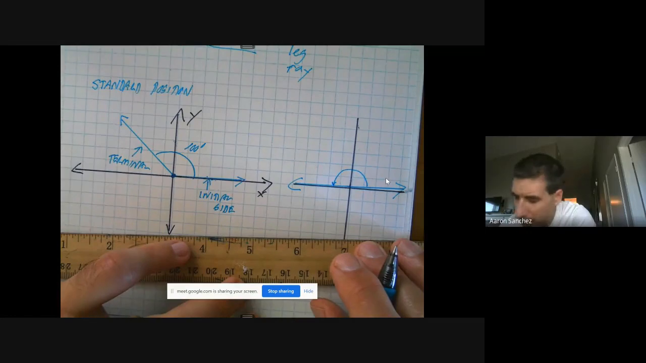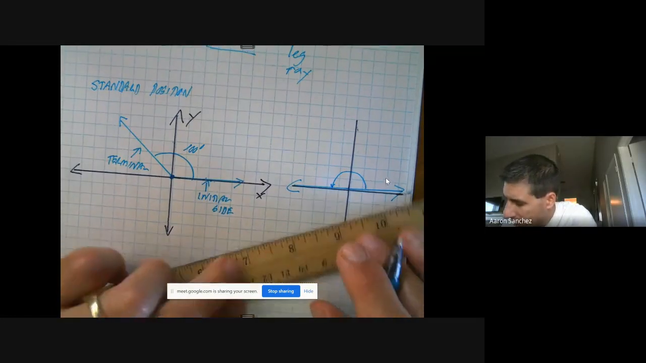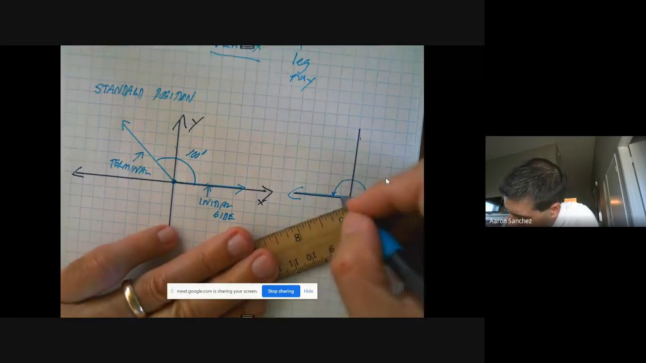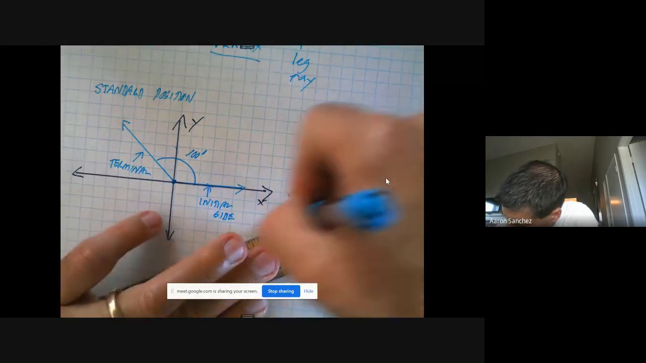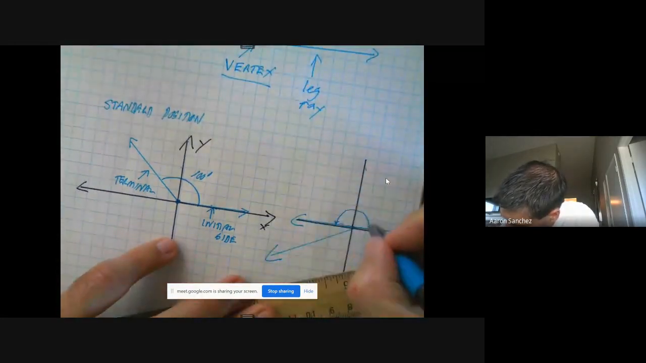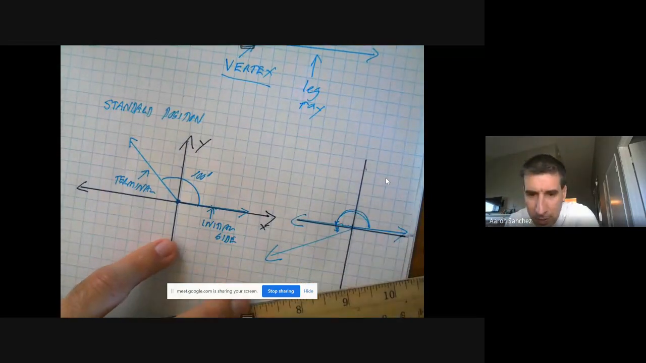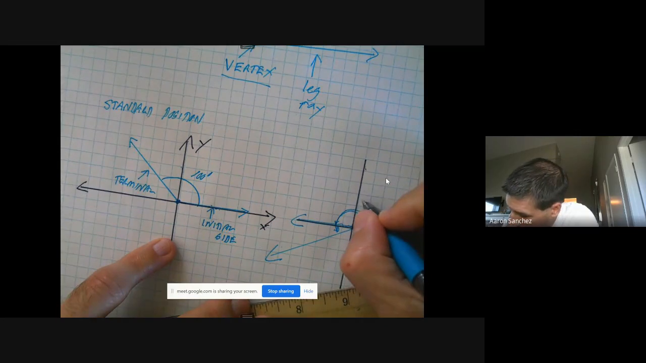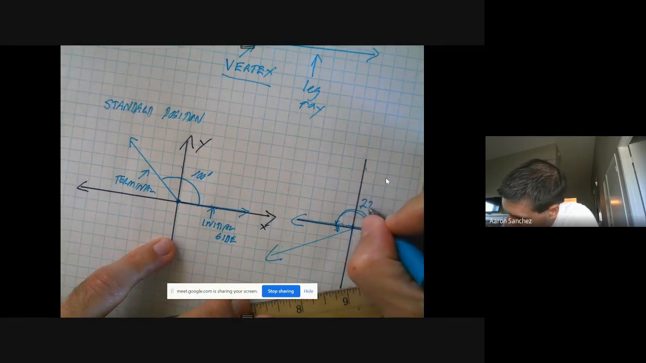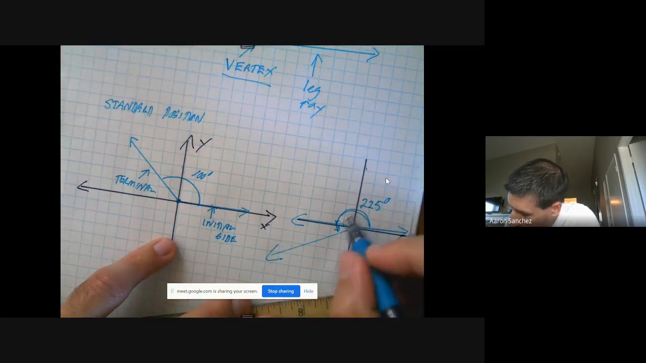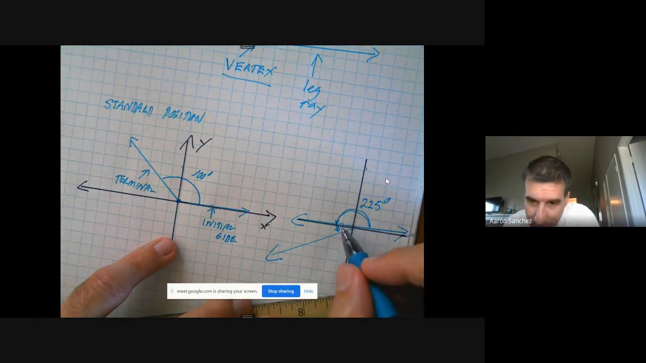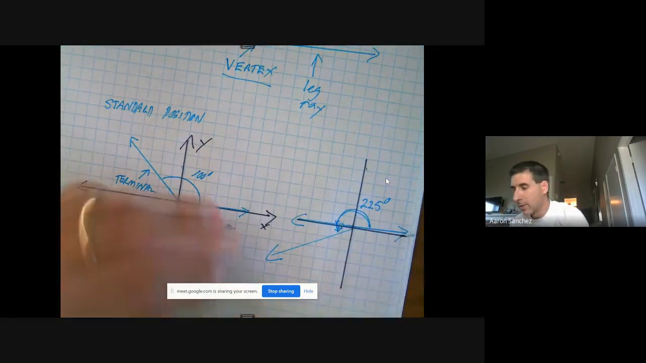180. Yeah, 180 degrees. Now let's ignore this part. Let's say the angle goes here, right? Now it goes from here to here. Now that angle has got to be bigger than 180. So let's say it's another, I don't know, 15 degrees, 25 degrees. Let's say it's 225 degrees. So the angle can be over 180, and we'll call that 225 degrees.